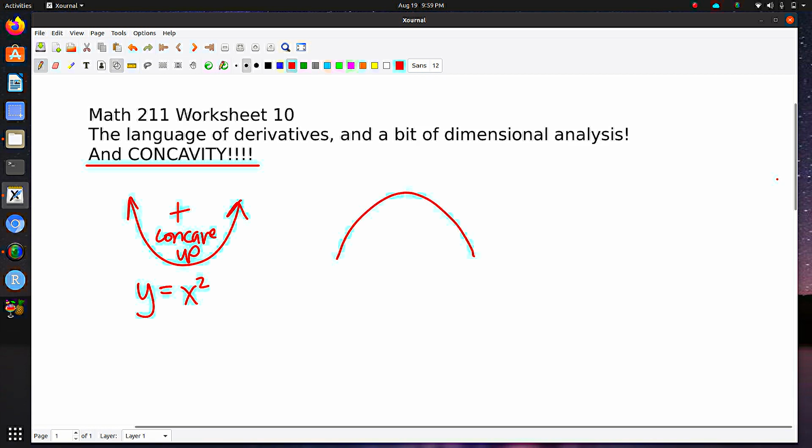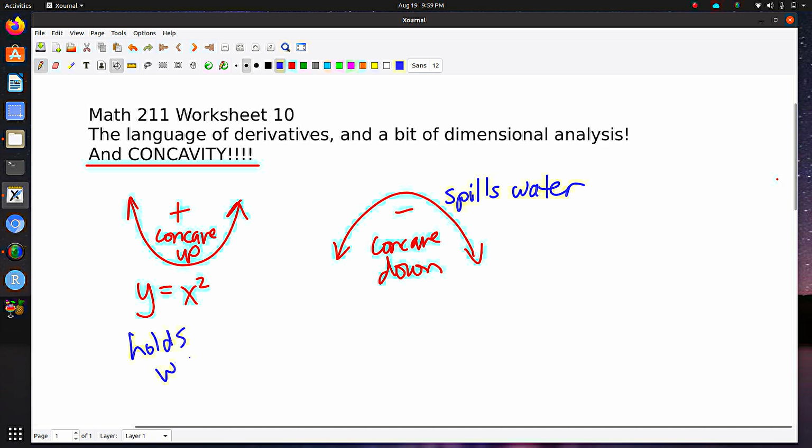And just put a minus sign on that to show you what negative or concave down looks like. What I want you to think about is, I like to think of this as a cup. I'm emptying the cup. Concave down spills water, and concave up holds water. And notice that within concave up and concave down, they both have increasing and decreasing in both cases.